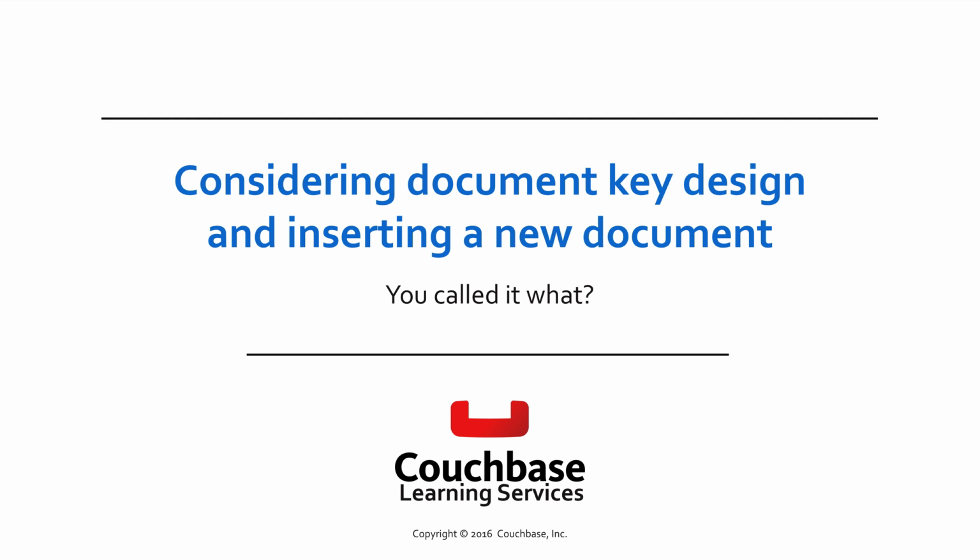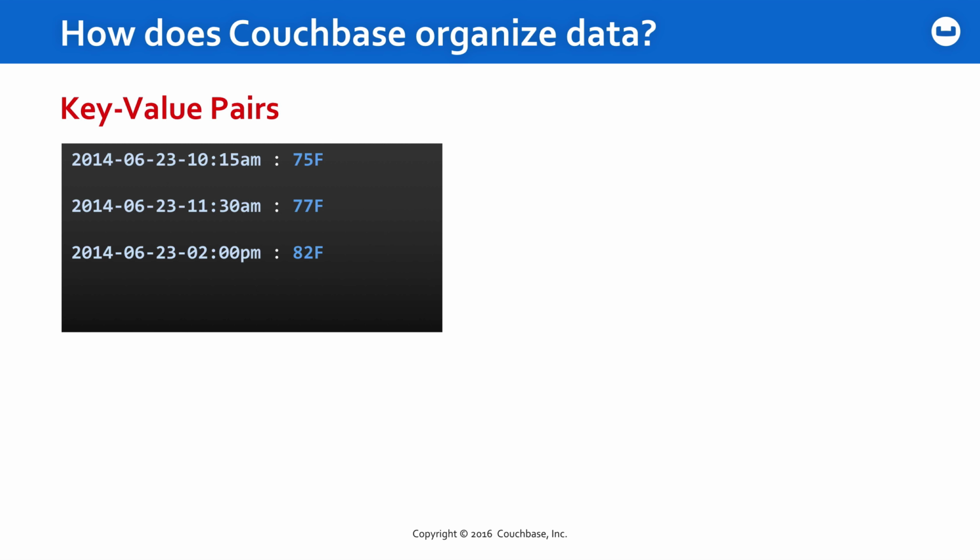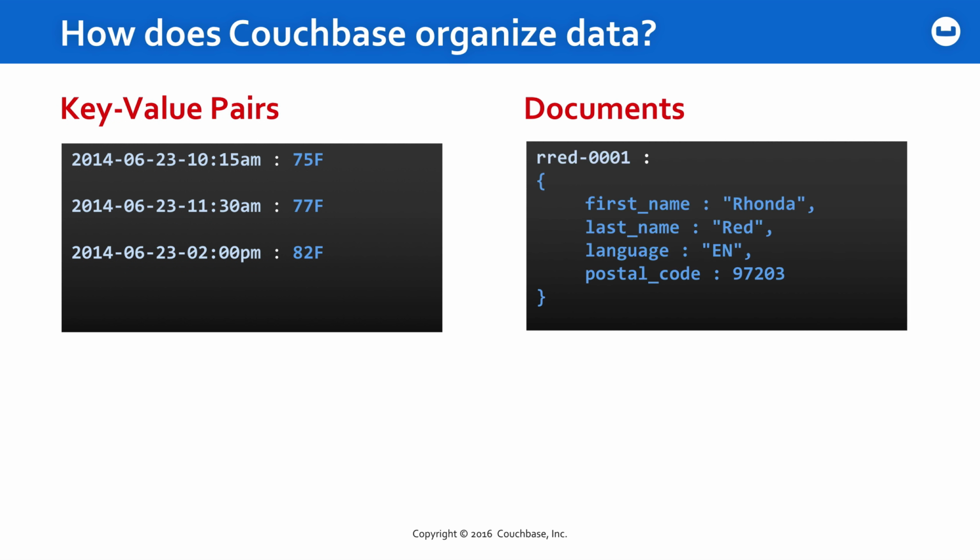In this next lesson, let's take a look at the idea of key design for your documents and also how you go about inserting a new document. So just as a touch of review, you already know this. You know that Couchbase stores key value pairs, and those keys could be something arbitrary like a timestamp, and the value could be something as simple as a temperature measurement. More likely, though, you're storing documents where you have some unique key and the value is a JSON document.